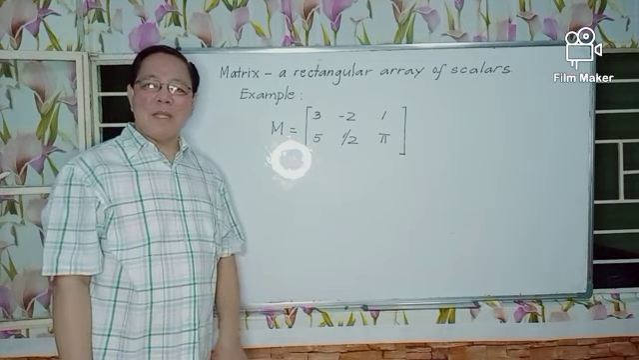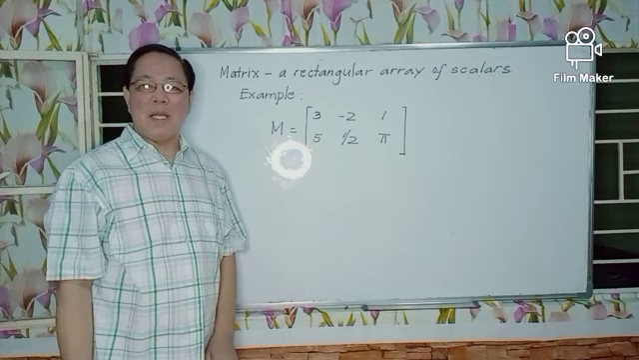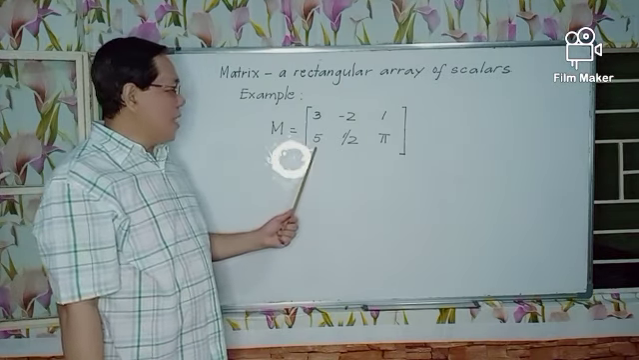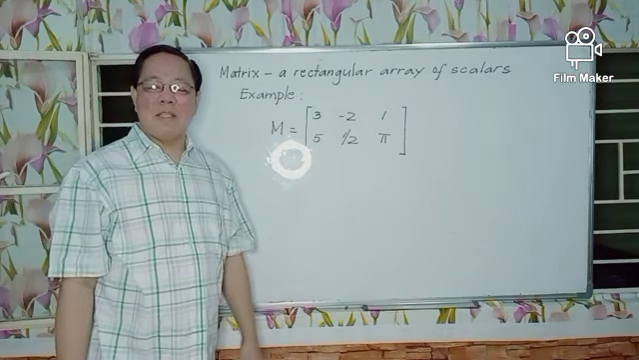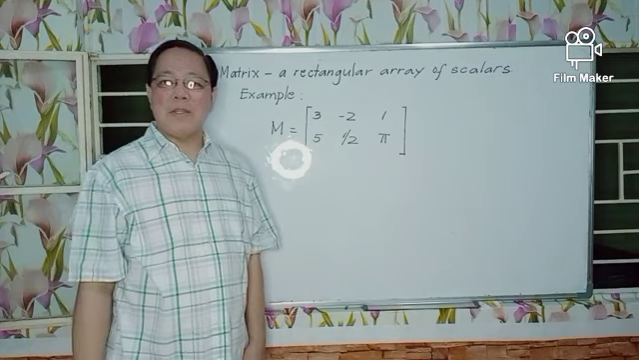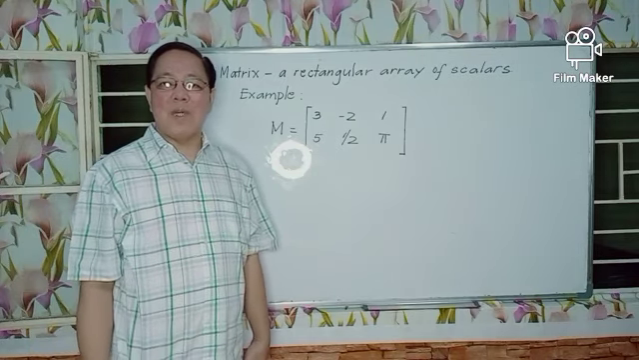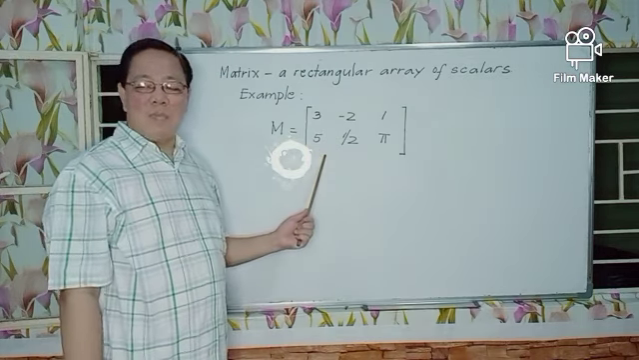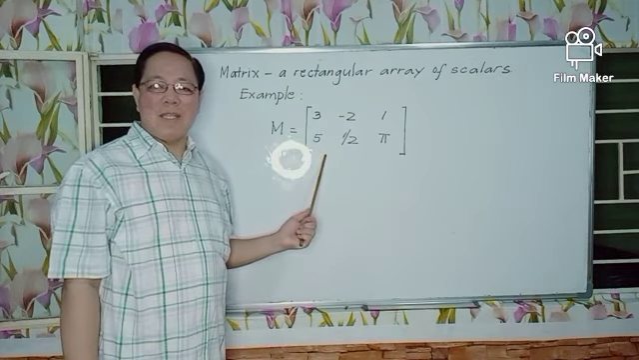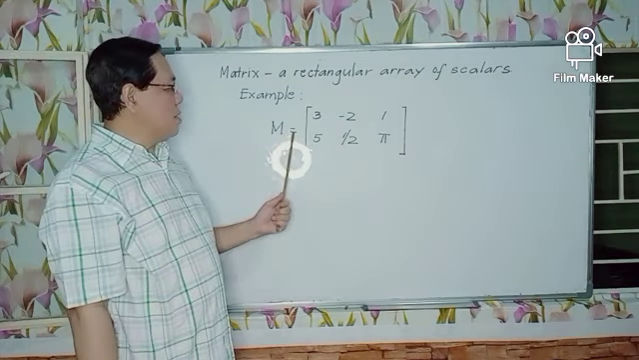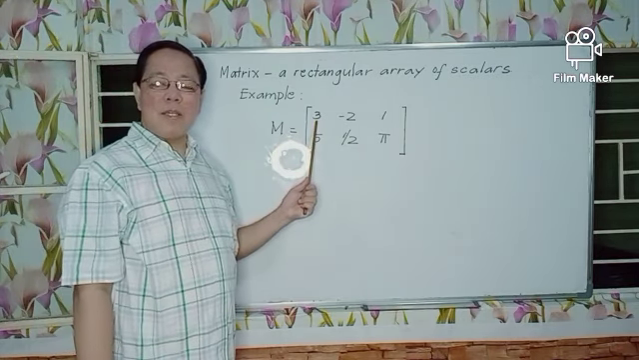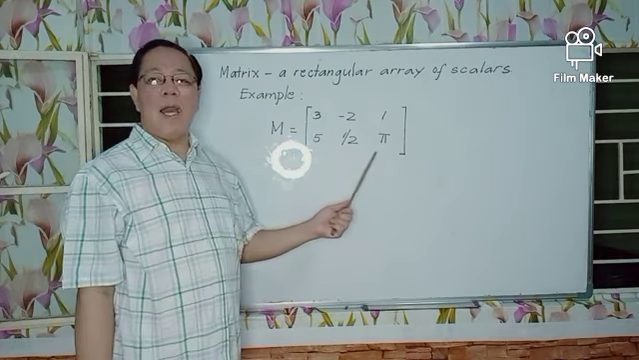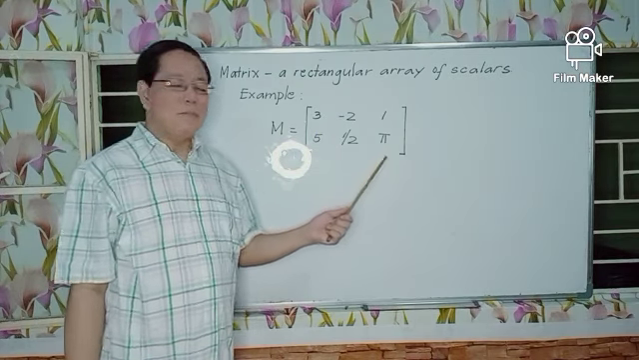In general, matrices are denoted by capital letters of the English alphabet, and the entries of matrices are denoted by small letters of the English alphabet with double subscripts. But this is a specific example of matrix M with entries. The elements, the scalars in a matrix, are called entries of the matrix.